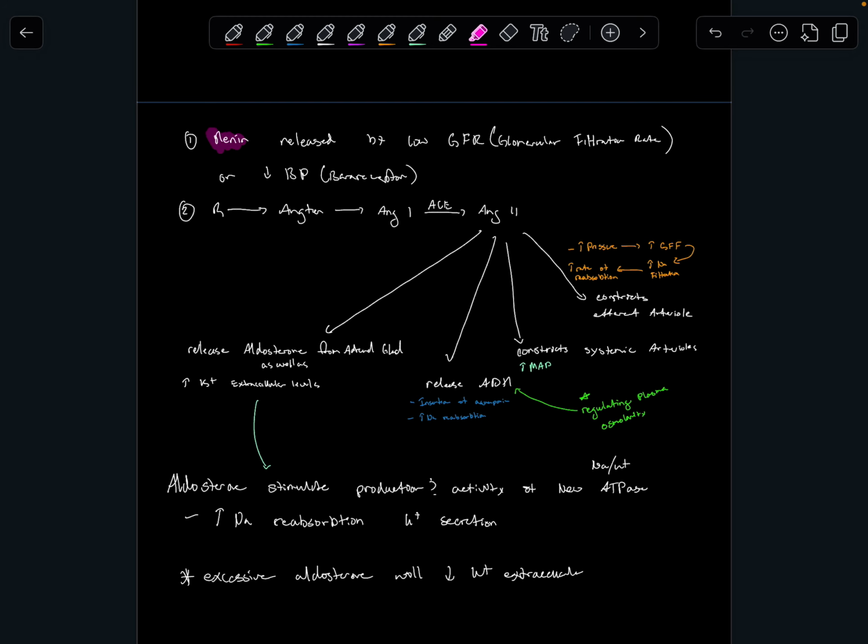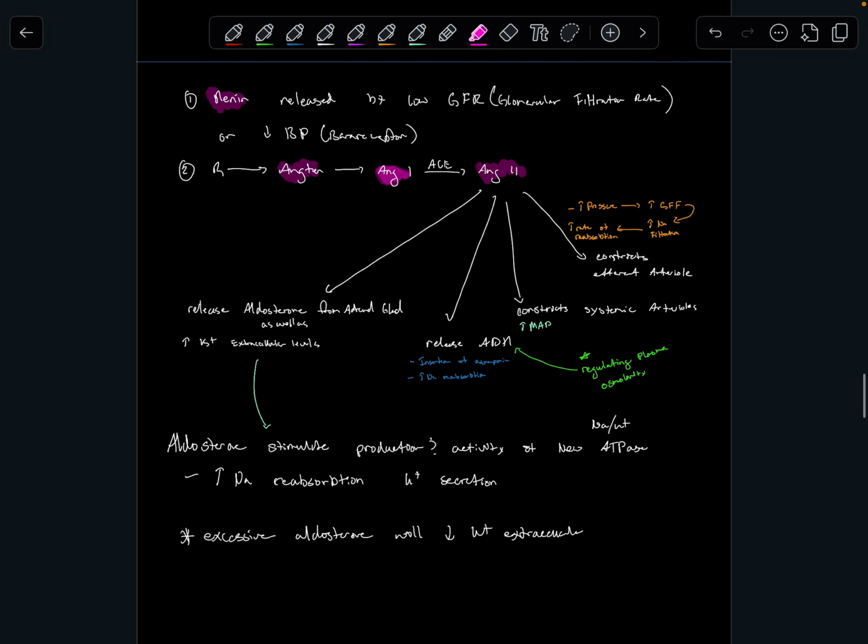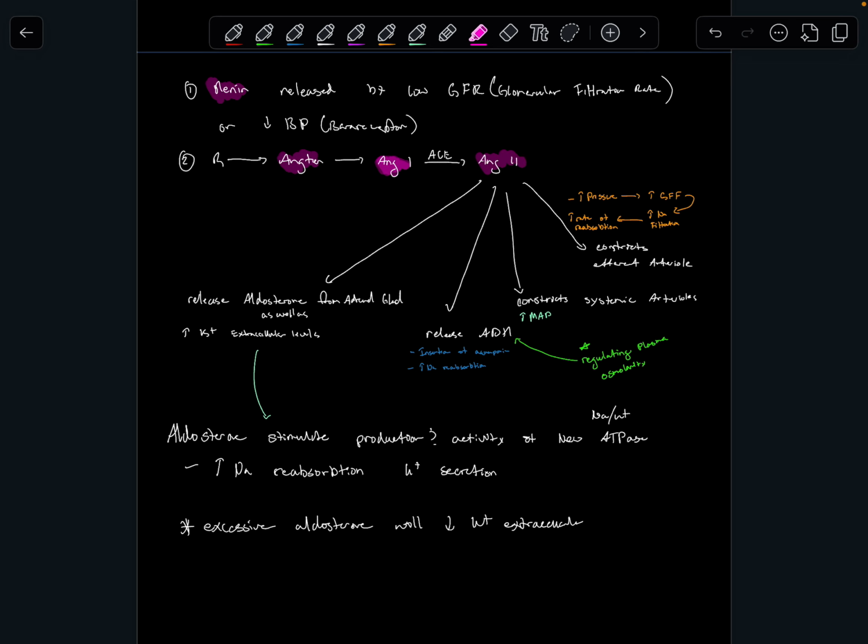Now, renin will convert angiotensinogen, I didn't write this out, angiotensinogen to angiotensin 1. ACE will convert angiotensin 1 into angiotensin 2. Now, when angiotensin 2 is released, it's going to have a couple of effects. We'll release aldosterone. We'll release ADH, antidiuretic hormone. It will constrict systemic arterioles and constrict efferent arterioles.